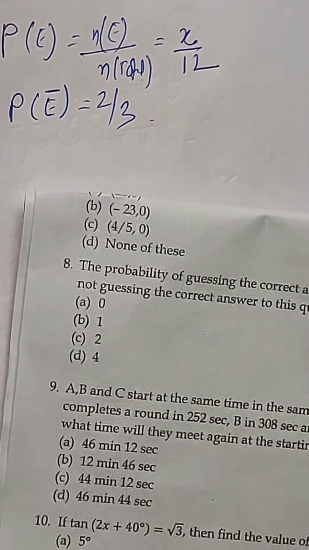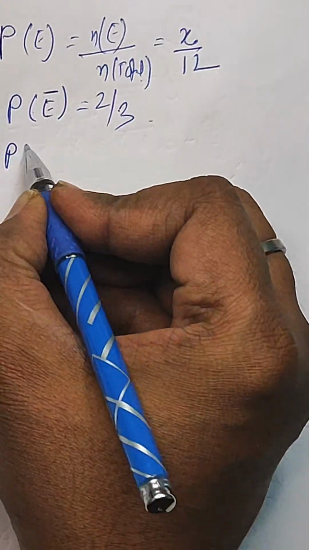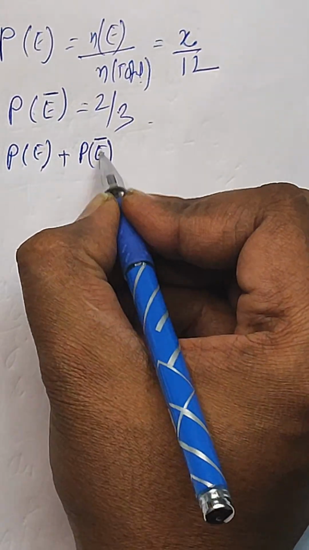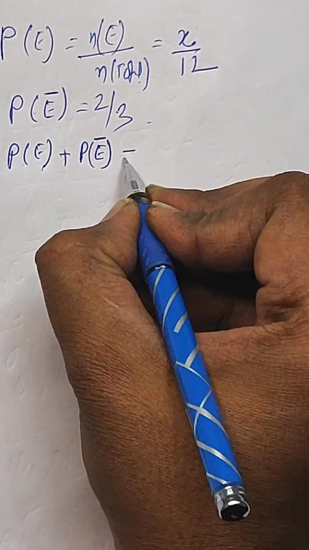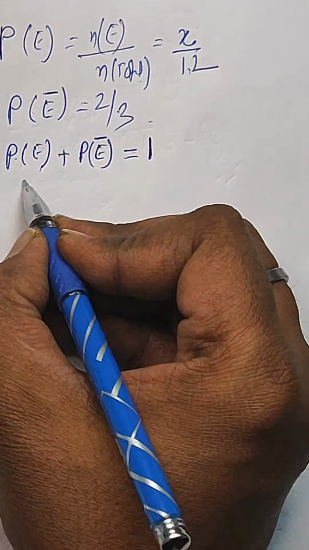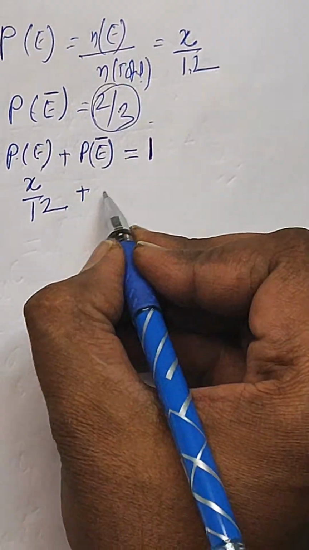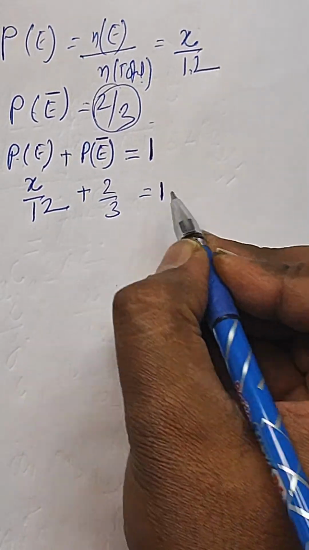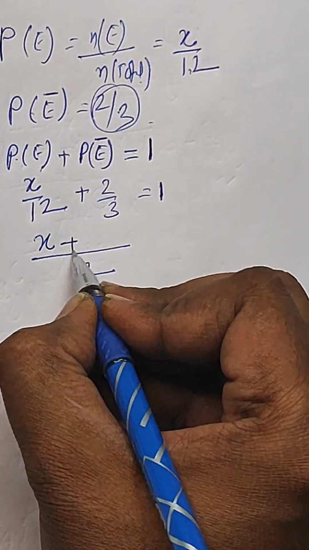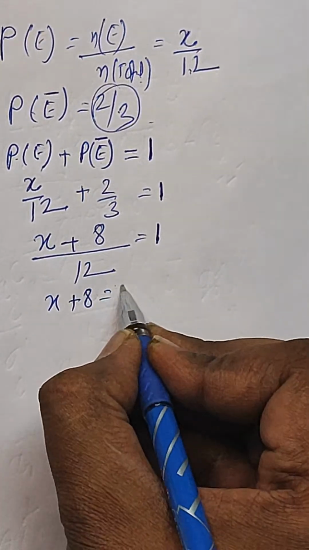So my dear friend, in this question it's given that the probability of not happening is 2 by 3, and you know that the probability of any favorable event plus the probability of not happening of that event will add up to 1, right? The probability of happening is given as x by 12, just put the value here. Not happening is given as 2 by 3, just put the value here, and this is equal to 1. When you solve it, x by 12, taking LCM, plus 4 into 2, 8, is equal to 1. So this will give you x plus 8 equal to 12.